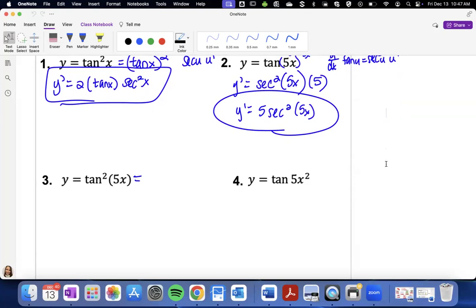Number 3, rewrite it. Tangent of 5x squared. How many chains do we have here? 2. Chain 1 is going to be the power. Chain 2 is going to be the quantity in here. So we get y prime. This is a double chain.